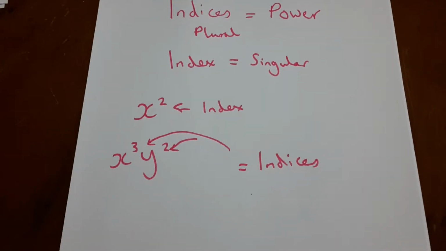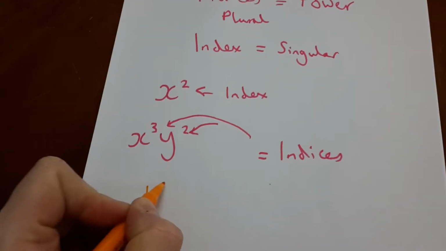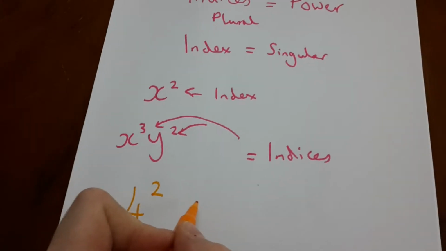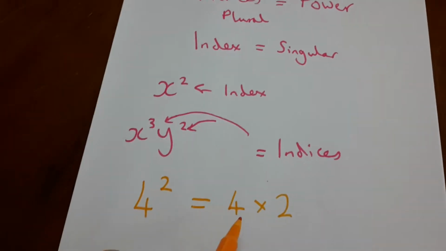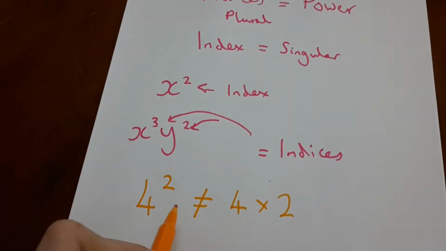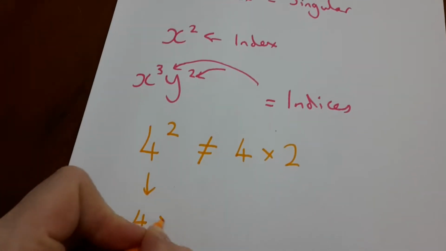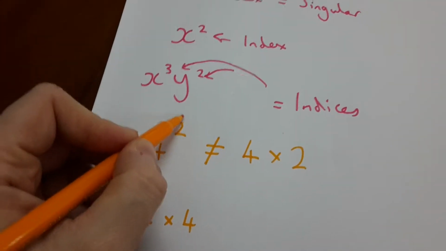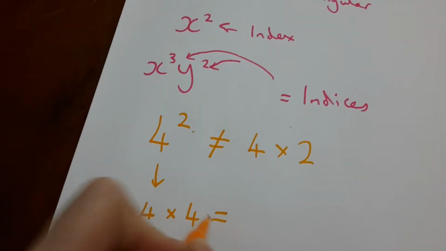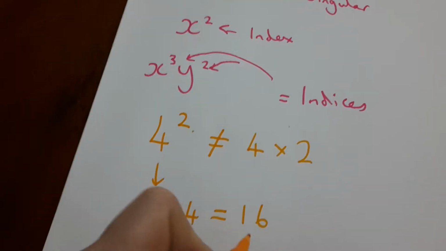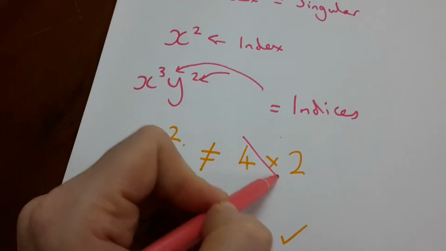Now, the mistake I see over and over and over again is if a number is written like this, people think that it's 4 times 2. Now, that is never true. This actually means that 4 has to be multiplied by itself this many times. So 4 has to be multiplied by itself twice, which gives us 16, which is correct. Whereas this is so very, very wrong.